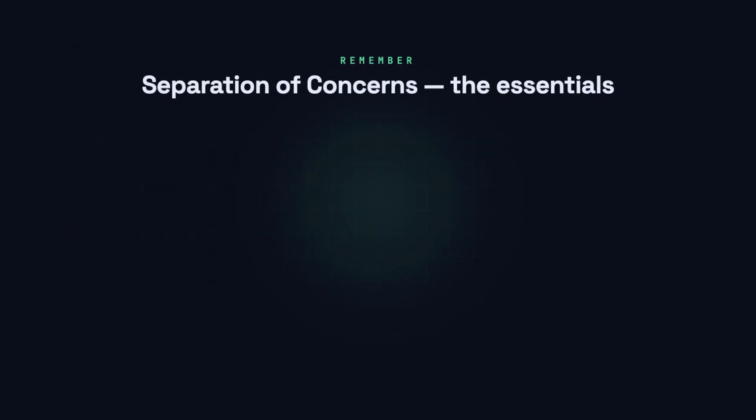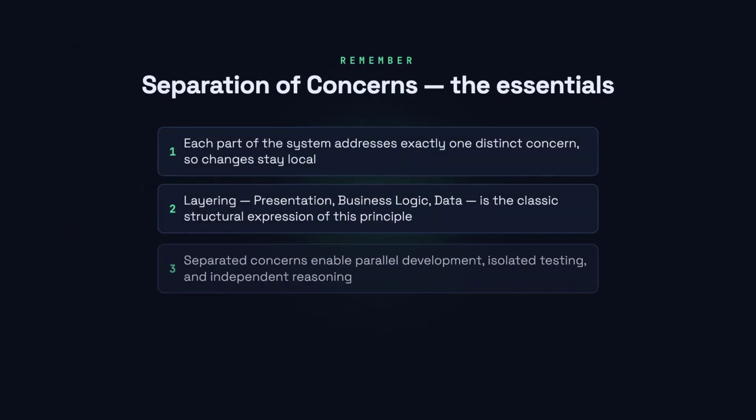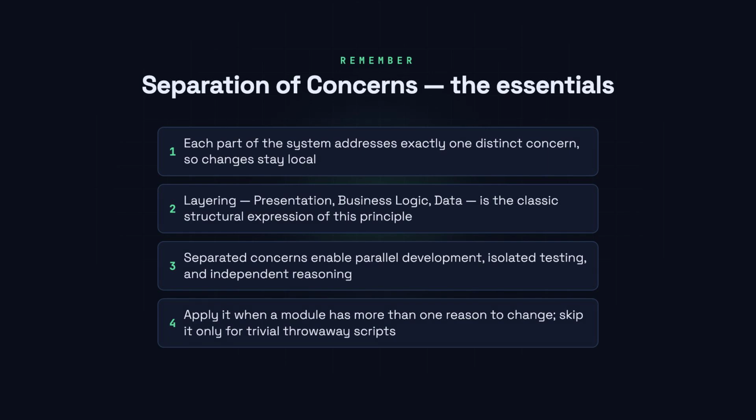To bring it all together, separation of concerns is the discipline of giving each part of a system exactly one job. It is the root idea behind layers, tiers, and modular design. When a concern is isolated, a change to that concern touches only the component that owns it. Nothing else breaks. That property is what makes large systems maintainable, teams productive, and architectures comprehensible. Every major pattern you encounter in this course is, at its heart, a specific application of this principle.